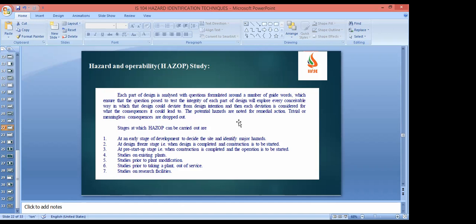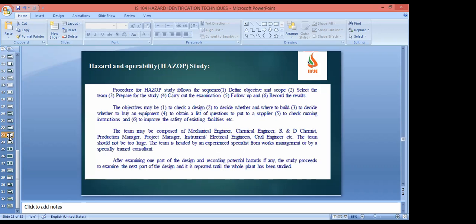And studies prior to taking a plant out of service, or for plants which are out of service, which means shut down long back, and now you are going to reuse them. In that case also it can be used. Studies on research facilities: if you are working on any research activity or at R&D centers, there also you can use this hazard study.